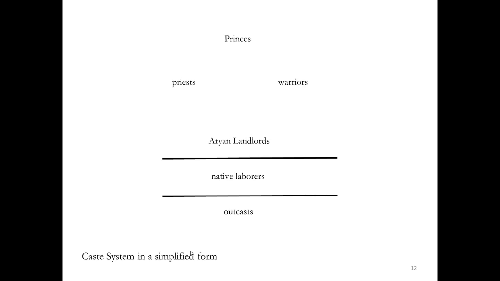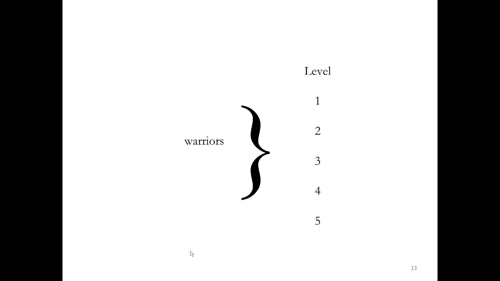Now, so we have the princes, the priests, the warriors, the Aryan landlords, the native laborers, and then the outcasts, right? But even these are broken up. So let's look at our warriors. Even our warriors are levels 1, 2, 3, 4, and 5, and they're separated into ranks. So a warrior level 3, and this is the importance of how this works: my father is a warrior level 3, so that makes me a warrior level 3.